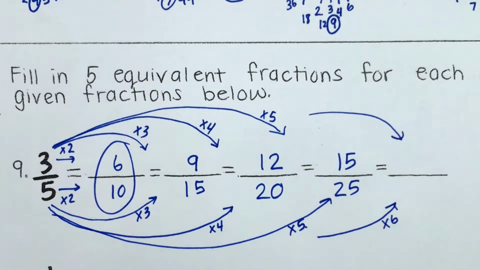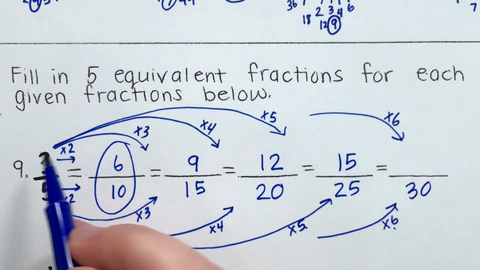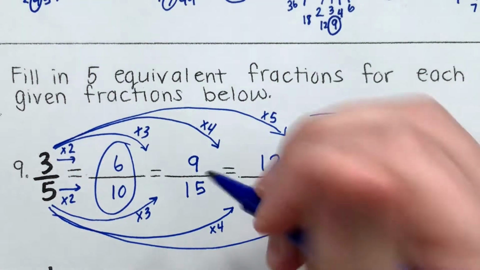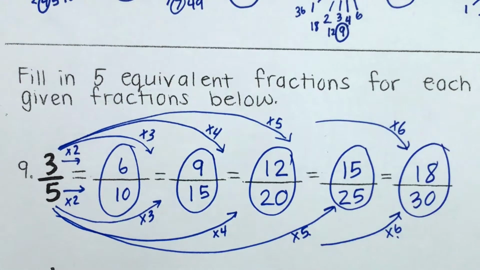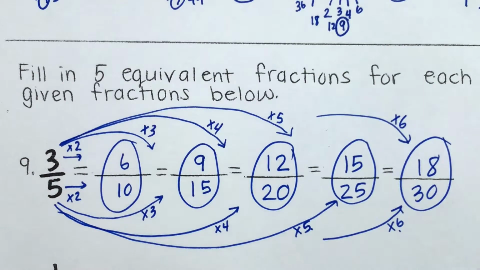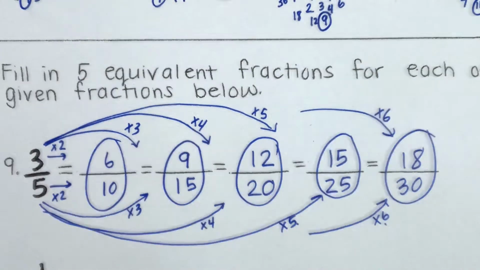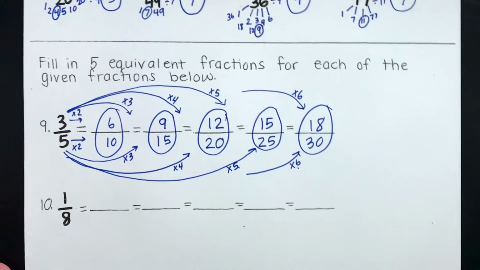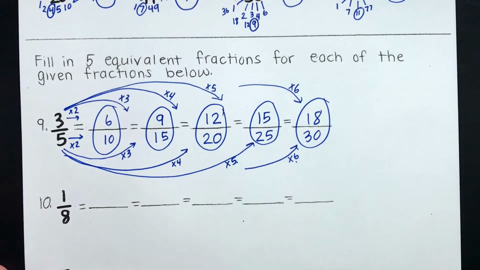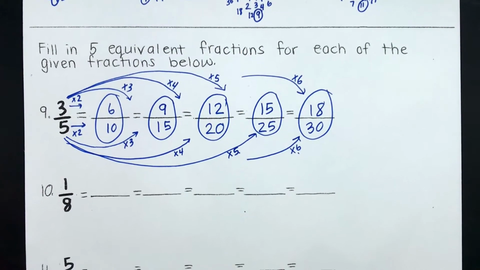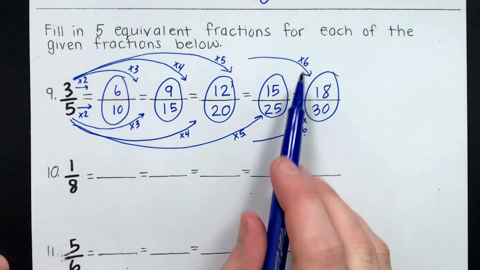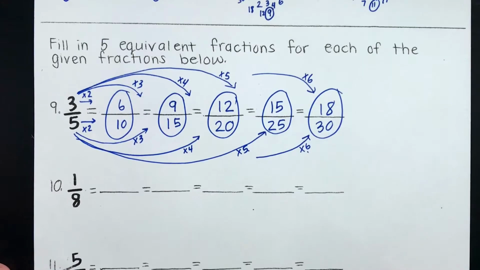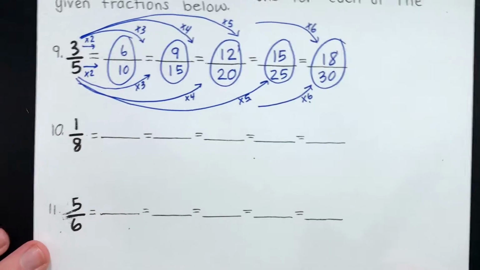And last, I'll do multiply by 6 on both sides. 5 times 6 is 30. 3 times 6 is 18. So all of these fractions are equivalent to 3/5. Now you could keep going on and on to infinity, you know, equivalent fractions never really end. You just have to keep multiplying on and on and on. And that's what I mean by, you may have different answers than what I have here, because you may have chosen to multiply by different numbers, and that's fine. But these are just the basics I wanted to go over.